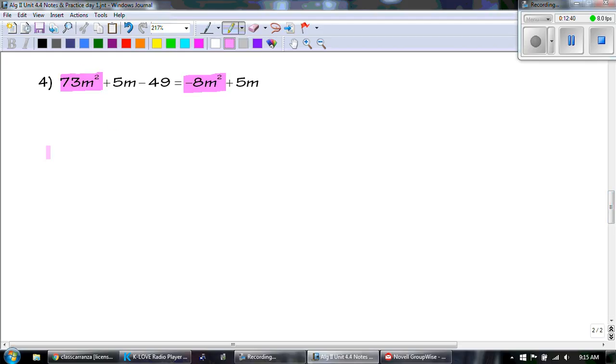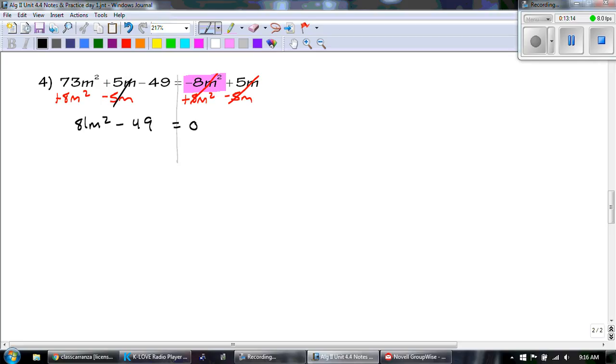Look at our leading coefficients, and I want to move the smaller one. So that means I need to add 8m squared to both sides. And I'm going to move that 5m as well. That way my right side equals 0. I get 81m squared. My 5's cancel, minus 49.